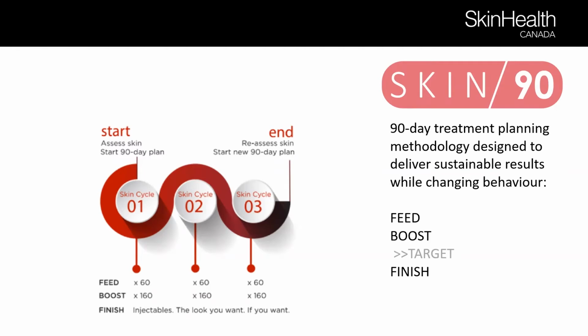And so the feed, we're really saying, what are you going to do over this skin cycle 60 times to achieve your outcome? Then obviously it's repeated over the 3 cycles. The boost is really talking about what we can achieve in clinic. And so when we get into the planning cycle, what we talk about with boost is weekly, bi-weekly, or monthly treatment frequencies.